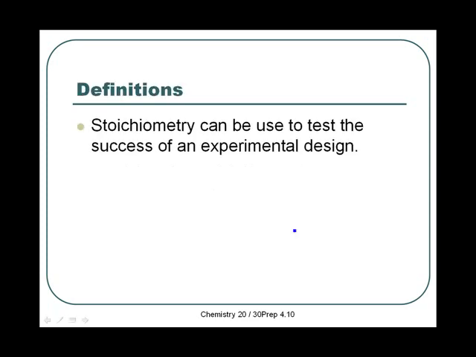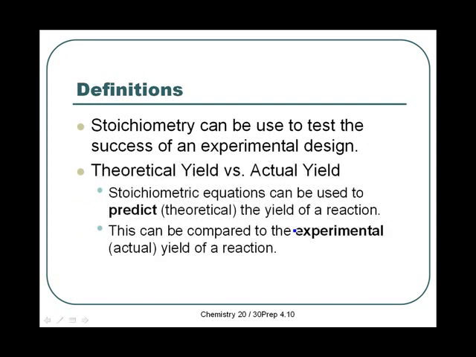So a couple definitions. The stoichiometry that we've been working on can be used to test the success of an experimental design. What we can do is test or compare theoretical yield to actual yield. And the theoretical yield is the yield we would predict based on stoichiometry.